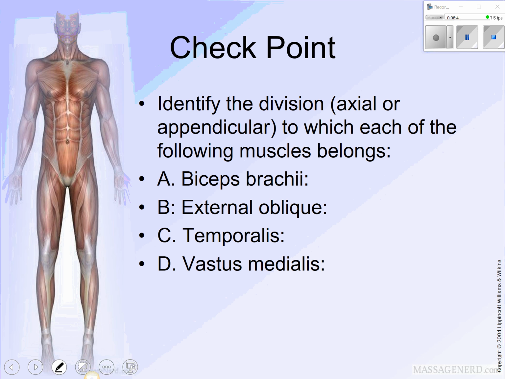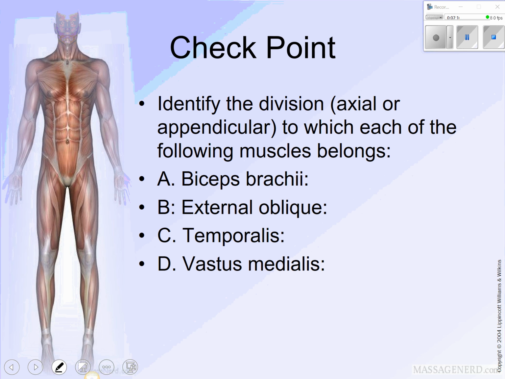So checkpoint here, we talked about the axial and the appendicular muscles. What I may ask you on your quiz and your test is to identify which one it is. If I give you a muscle, you have to tell me: is it in the axial muscular system or the appendicular? Okay, so the biceps brachii, just think about this first, pause it if you want to.